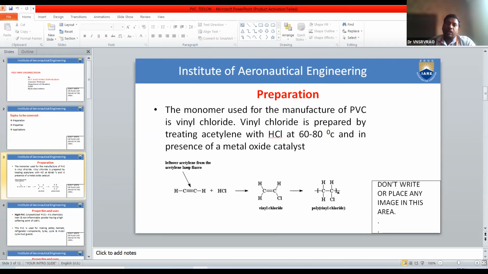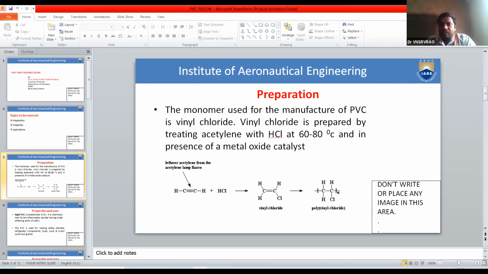Next, we see the properties and uses of PVC. The first one is rigid PVC. Rigid PVC means basically the substance is highly stable and very, very hard, and structurally it is very strong. It is also called unplasticized PVC, meaning the resultant plastic is not applicable for molding purposes. It is a chemically inert, non-inflammable powder having a high softening point of 148 degrees centigrade. This PVC is used for making safety helmets, refrigerator components, tires, and cycle and motorcycle materials.